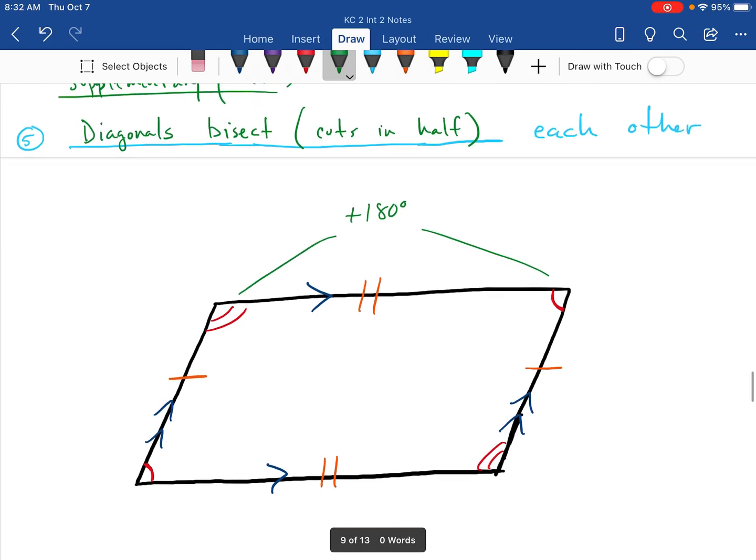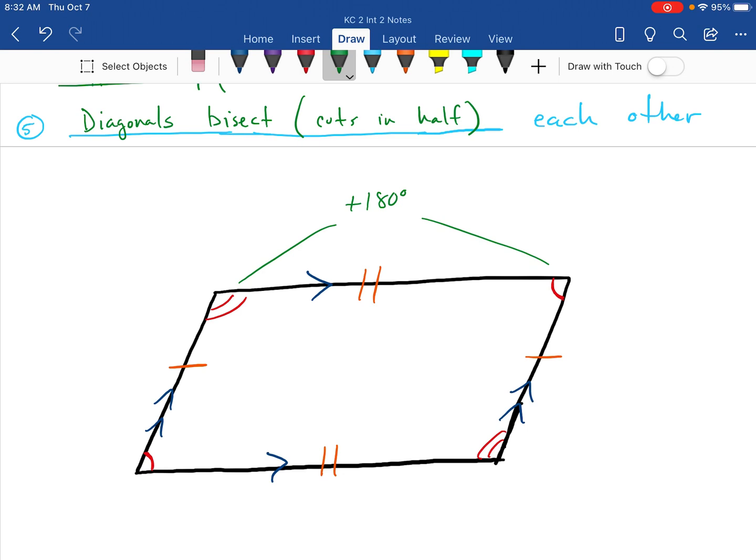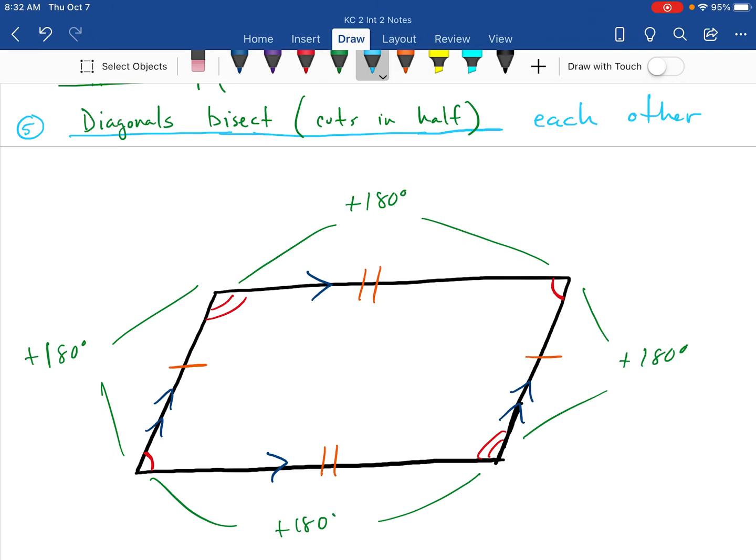Okay, so together they have to make up 180 degrees. Now you have 4 pairs of these. Okay, so the top 2 are one of them, and you have the ones on the right. They also have to equal 180 degrees. Then you have the ones on the bottom. Those are 180 degrees. And then the ones on the left, that has to add up to 180 degrees. Okay, so you have 4 different pairs of supplementary angles here, because those are angles that are next to each other. And then the very last one are the diagonals.